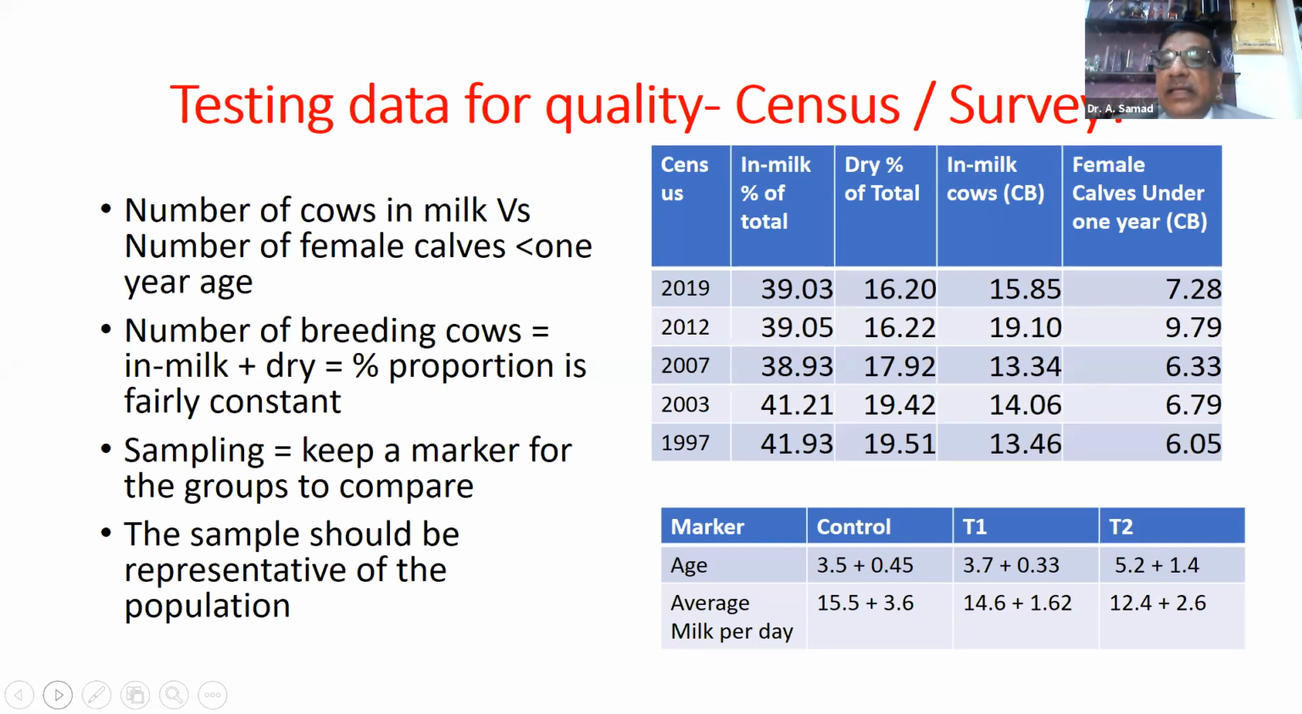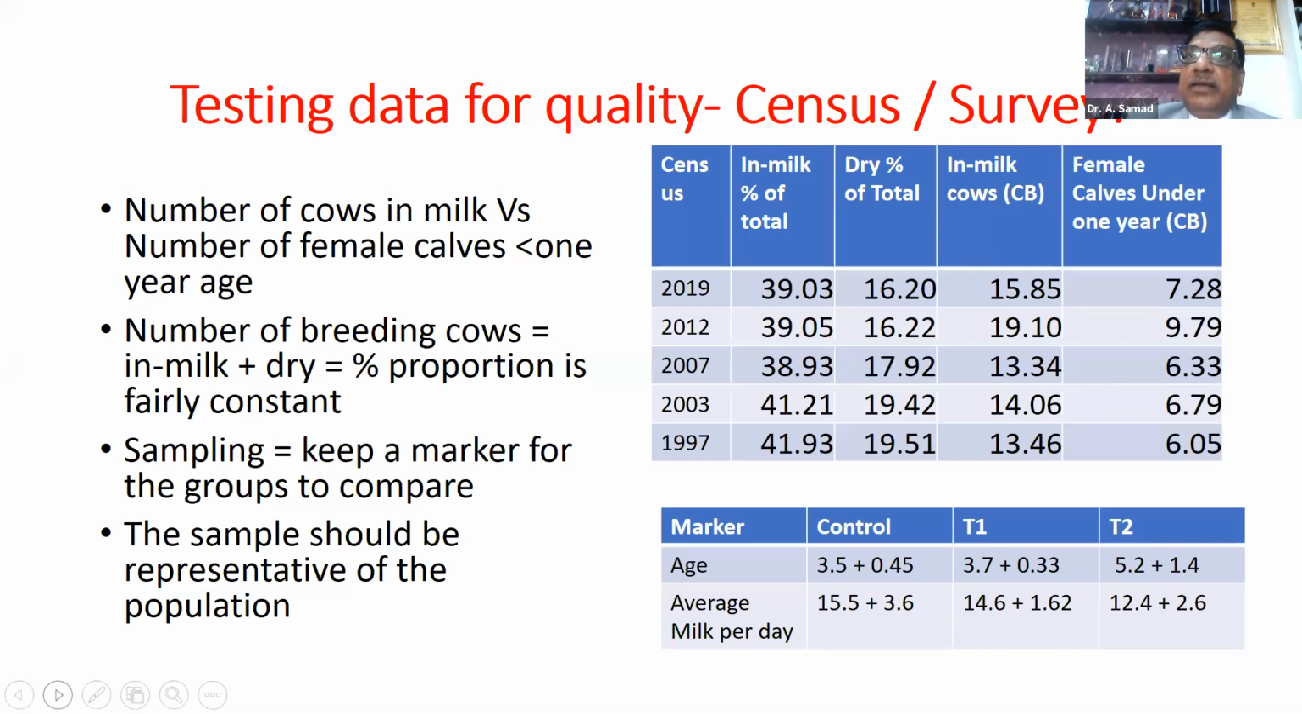And you can see here that for the T2 sample, the age is 5.2 plus minus 1.4. So that means the T2 sample that is collected is not really representing the control and T1, and therefore you have to go back and look at how the sampling for T2 was done.